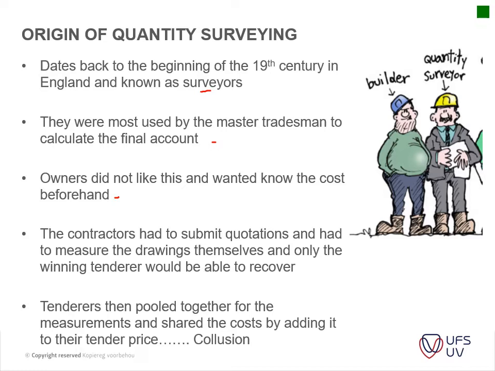So later on, the clients wanted to get a quote before they actually started construction. So the contractors had to submit quotations and had to measure the drawings themselves, and only the winning tenderer would be able to recover the cost and the time that he put into that tender or quote that he had to prepare. So tenderers then pulled together for measurements and shared the cost by adding it to their tender price, and a certain amount of collusion actually took place.